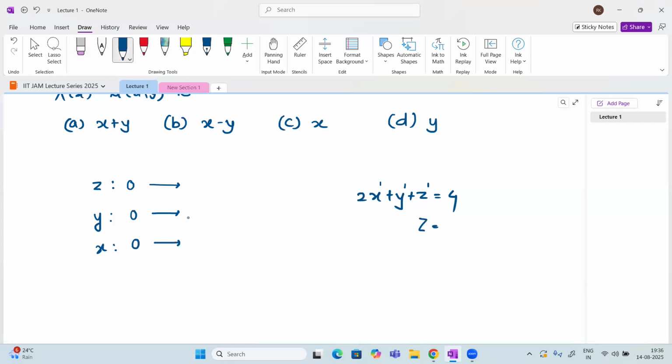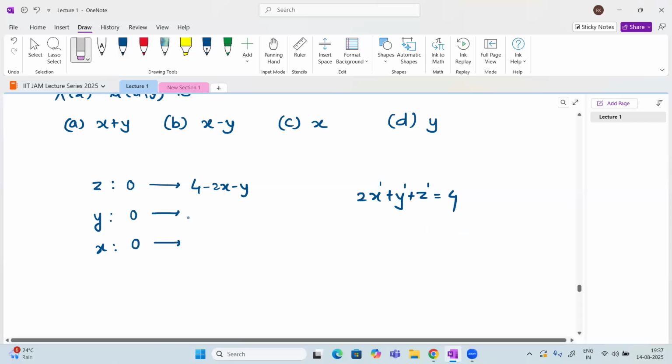I will shift all remaining variables to the other side: 4 minus 2x minus y. Agree? So the limit of z I got. Now the task of z is over. Remove the z from this equation. What will you get? 2x plus y is equal to 4. Agree?